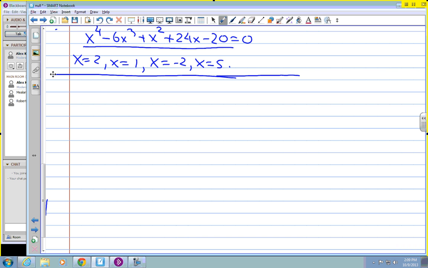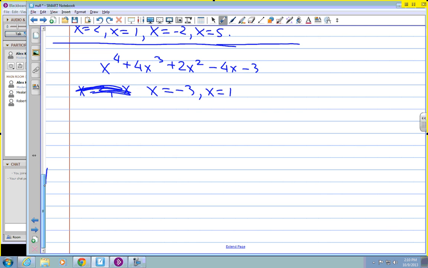How about this one? x to the power of 4 plus 4x cubed plus 2x squared minus 4x minus 3. And I'm going to test these two numbers. x equals 2, I'm sorry, not 2. I'm going to test x equals negative 3 and x equals 1. Yeah, you can do it on your own. Then we'll match.